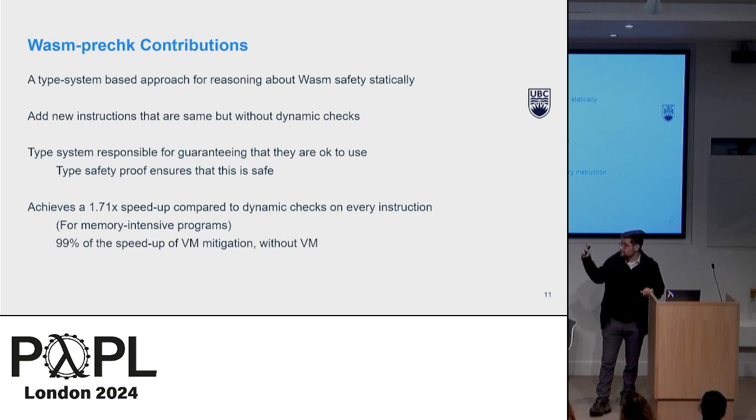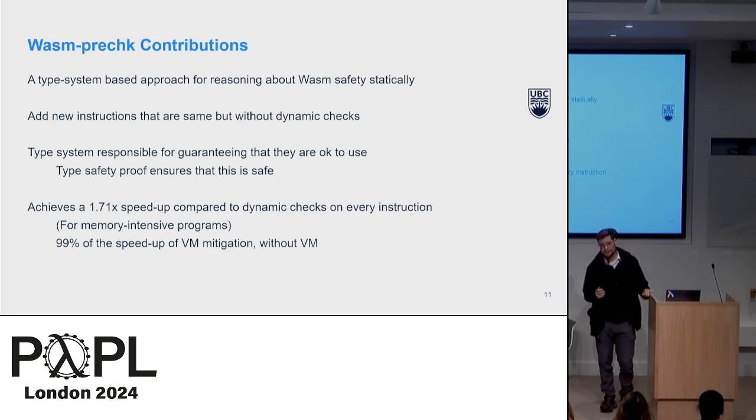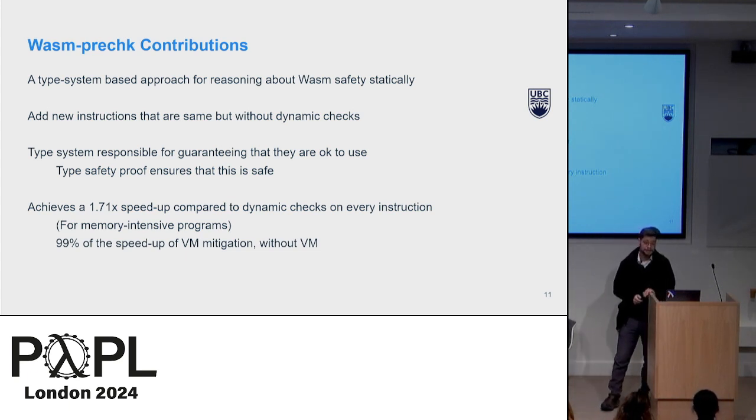Now, the type system is responsible for ensuring that these new instructions that don't have dynamic checks are safe statically. And we find that when we're able to use the type system to justify removing these dynamic checks, we get a significant 1.71x speedup in memory-intensive benchmarks. So let's take a look at how dynamic checks work in Wasm, so we can see how Wasm-prechk can help us safely get rid of them.